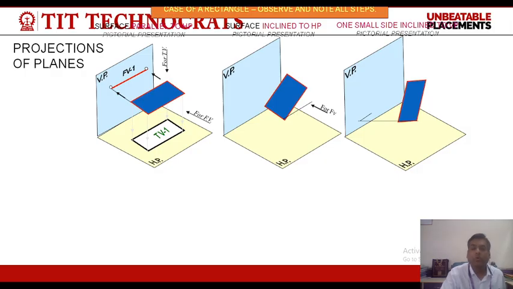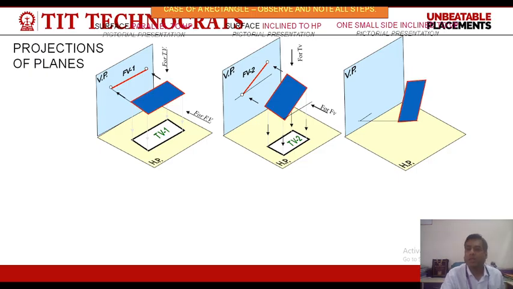While in case 2, when the plane is perpendicular to VP and inclined to HP, in front view we will get a line which is inclined to XY because the plane is inclined to HP. And the angle of inclination of this plane is called theta. While when we see it from the top view, instead of getting true shape, we will get a reduced shape because the plane is inclined to HP. So while we see from the top, the plane will be of lesser area as compared to its true area.